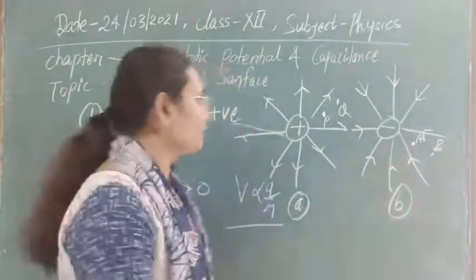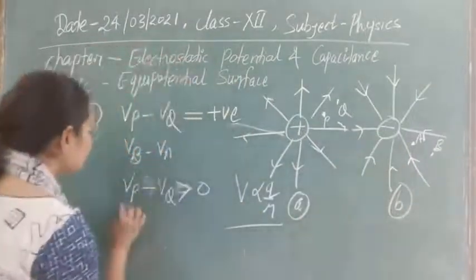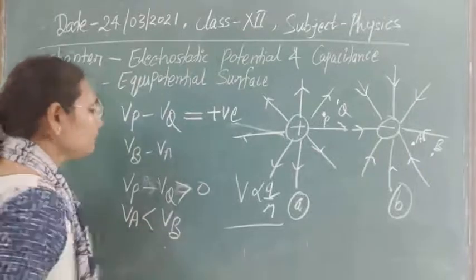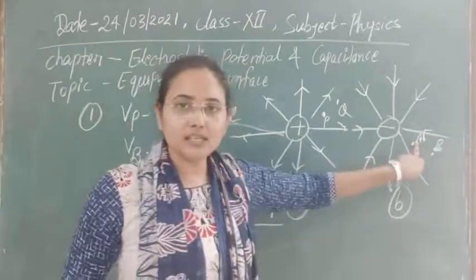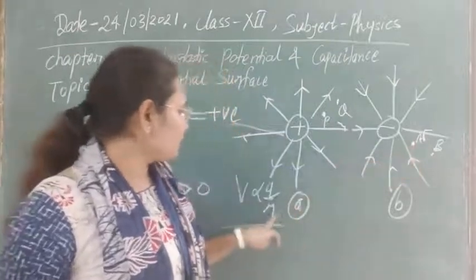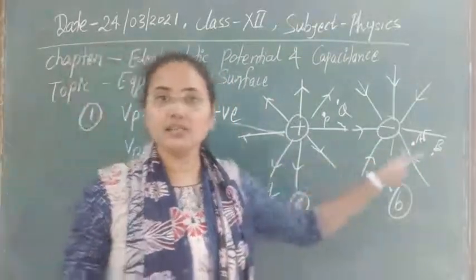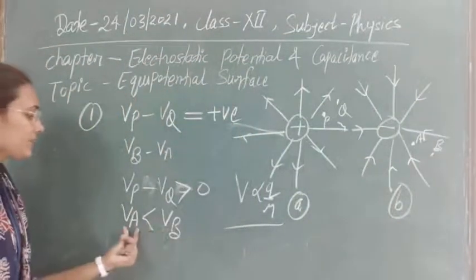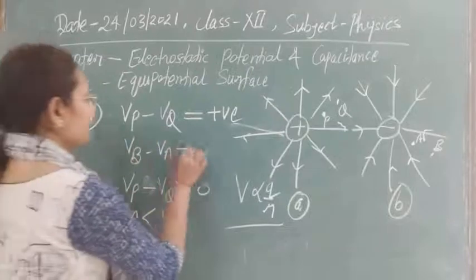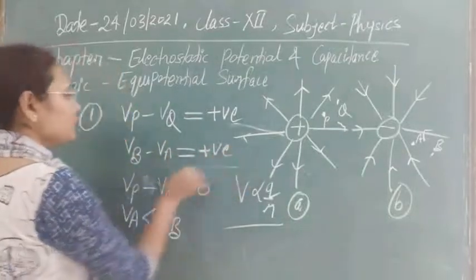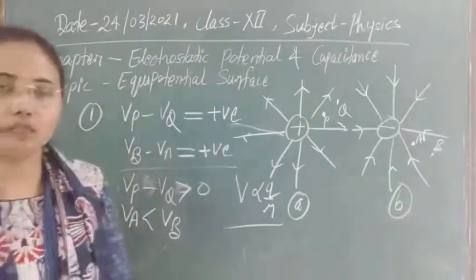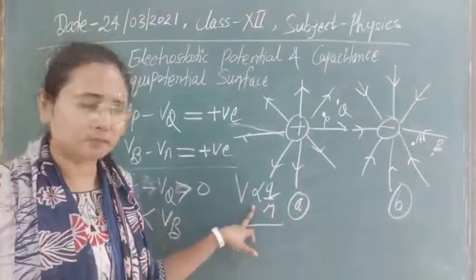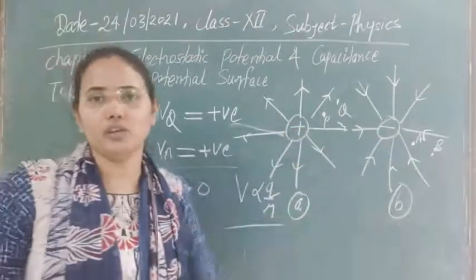So this is very clear from this discussion that this potential VA will be less than potential VB here. This potential is less than this, as a greater negative value is less than a smaller negative value. So from this discussion, as VB is greater than VA, then VB minus VA is positive. In this way we can explain the sign of the potential by using the concept that you know already, and by using the concept of work also.